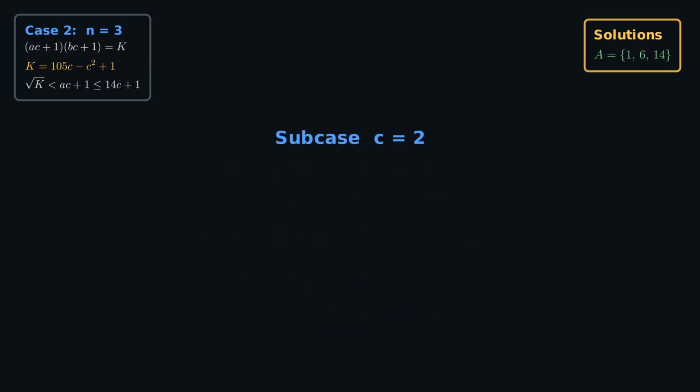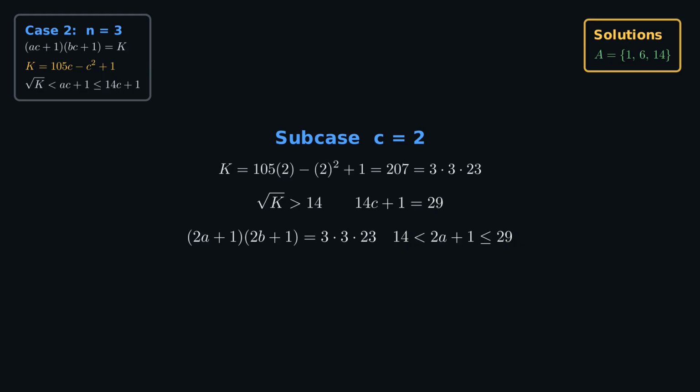Subcase 2, where C equals 2. Now K is equal to 207, which is 3 times 3 times 23. And the square root of K is greater than 14. And 14C plus 1, and C is 2, is 29. So now our bounds on our expression, which is 2A plus 1, remember it's CA plus 1, are between 14 and 29.